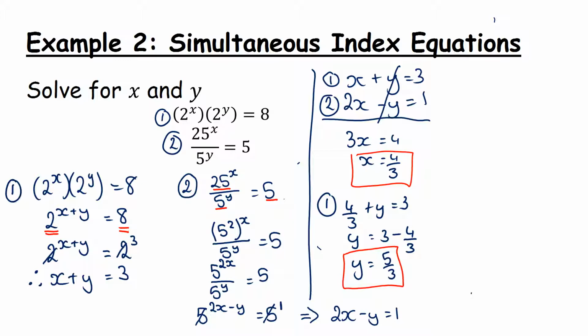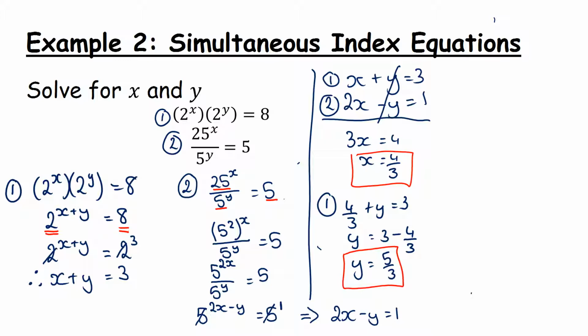So I'm going to deal with equation 1 first. So 2 to the power of x by 2 to the power of y equals 8. So using my rules of indices, and I'm looking at page 21 in the first column, this becomes 2 to the power of x plus y equals 8.